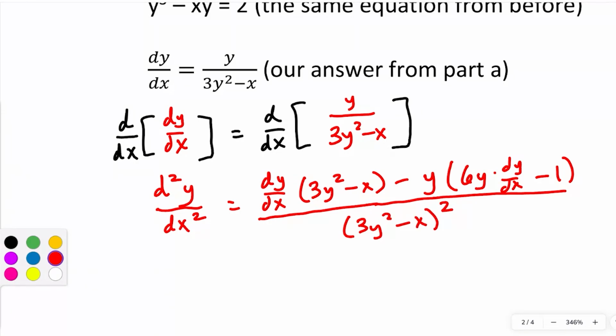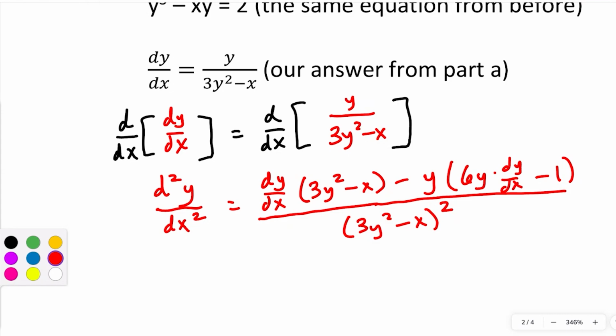So what we found here is the second derivative. Notice that the second derivative is in terms of the first derivative. Got a little y prime in there. Sometimes it's easier to write it as just y prime, and if you want to do that, that's okay. I'm okay with that.